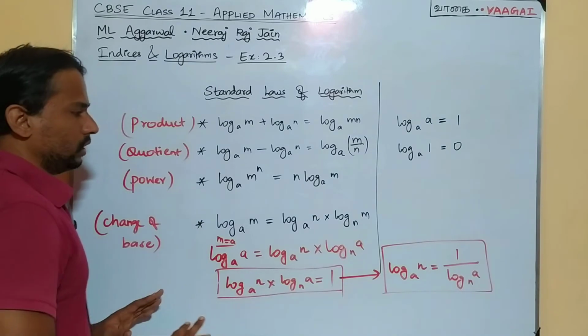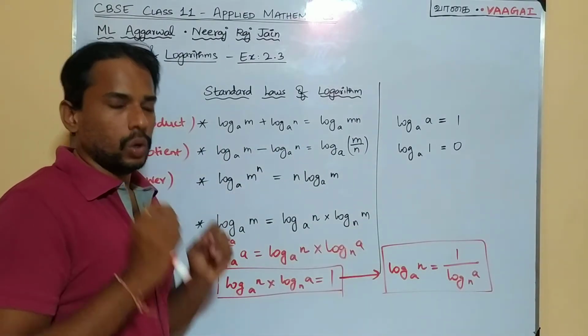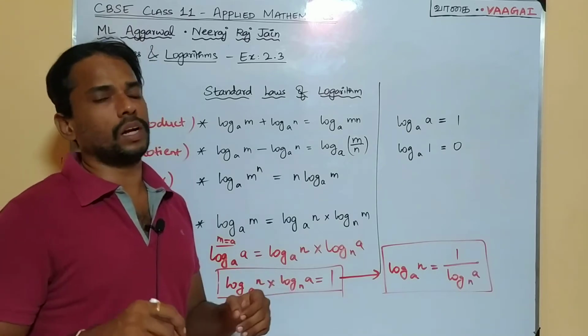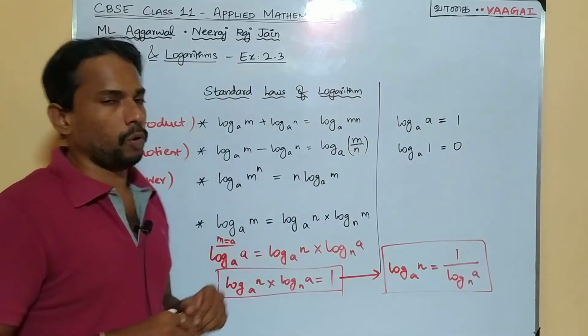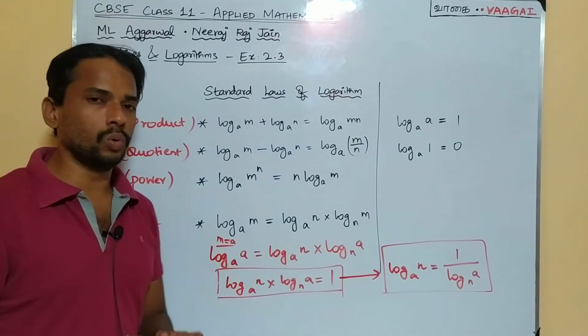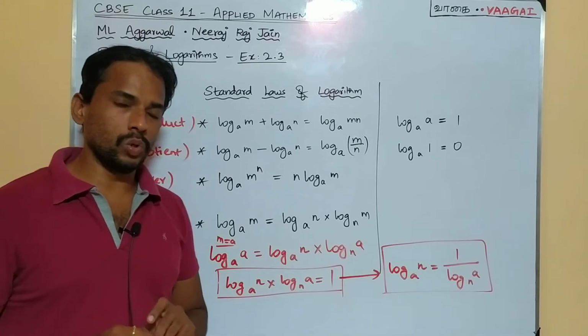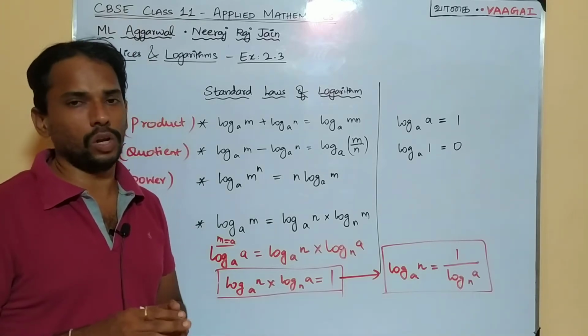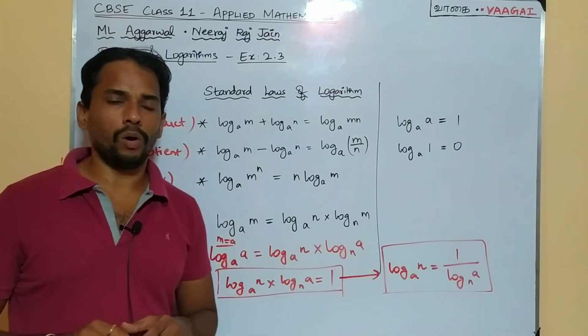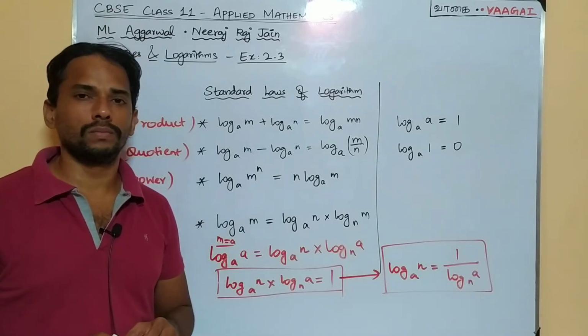So these are all very important axioms we need to know in order to solve the problems from this exercise 2.3. I'm requesting you to kindly take a note of all these rules and laws, so that it will be easy for us to use them in the problems which you are going to solve now. Take a moment to copy all these things. And yes, now we'll get into the problems.